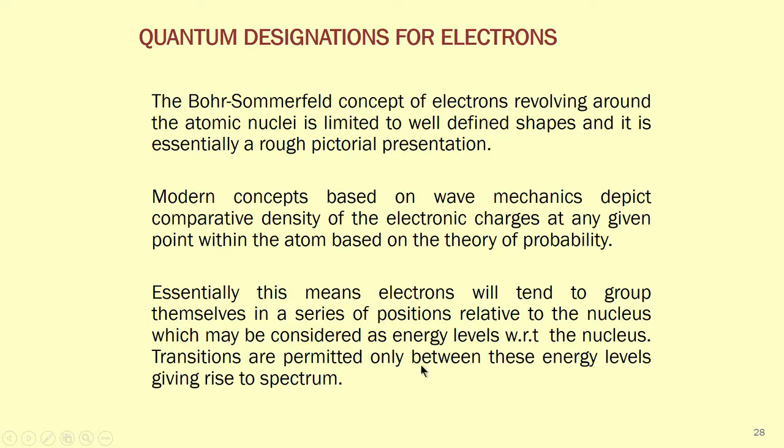And then the transitions are permitted only between these energy levels, from one electron density to another electron density area. This gives rise to the spectrum, because there will be a number of energy levels and where the electron density is more. So, from one energy level, the electron will be moving to higher energy levels when you excite the atom, and they fall to the different lower energies by emitting the radiation, emitting the energy. So, any transition of electron between these energy levels gives rise to the spectrum.